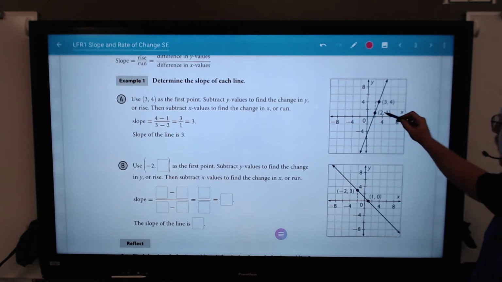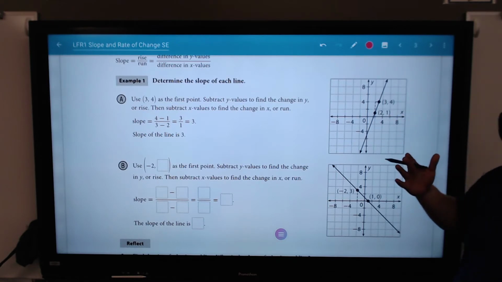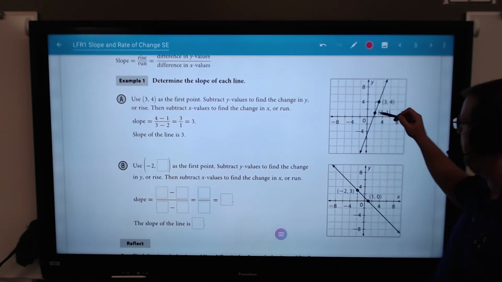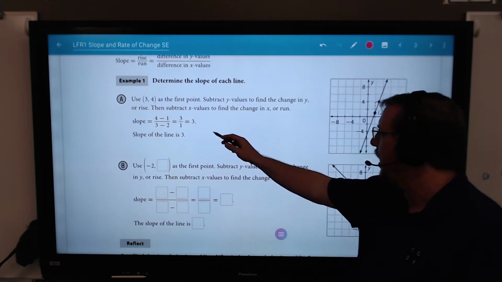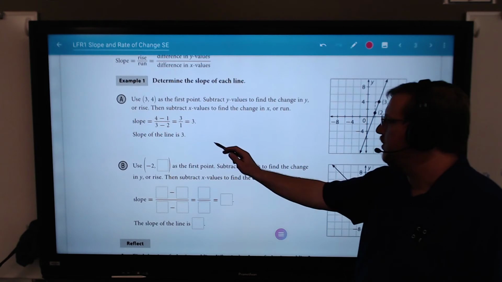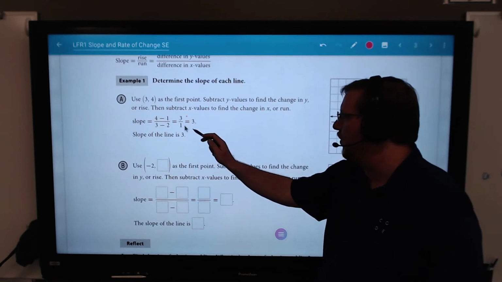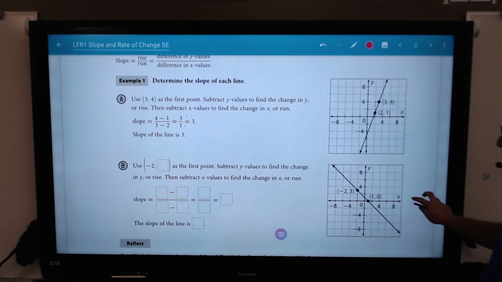So if I'm looking at the slope, I rise. This is one of those goofy graphs. The lines go by 2, right? So this goes up by 3. So it rises 3, and it runs 1. So rises 3, runs 1 for a slope of 3. Okay?